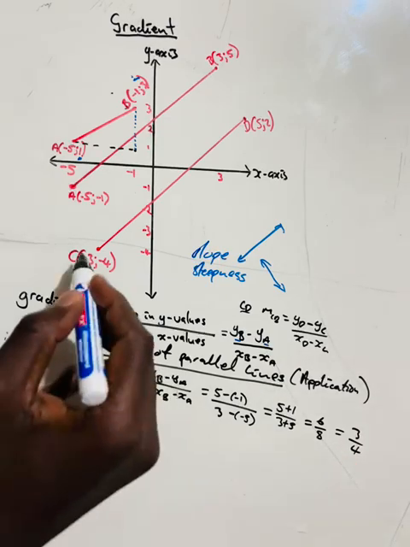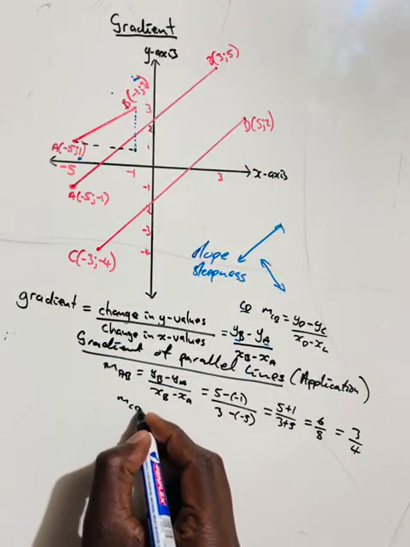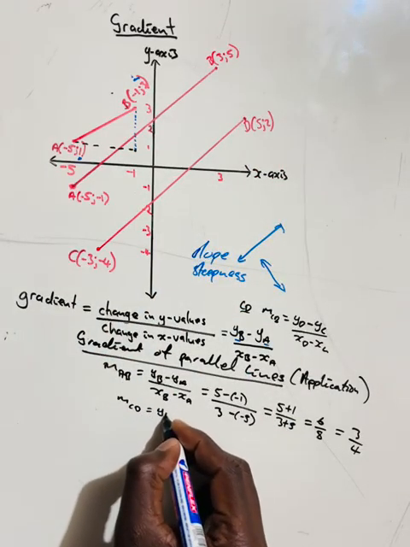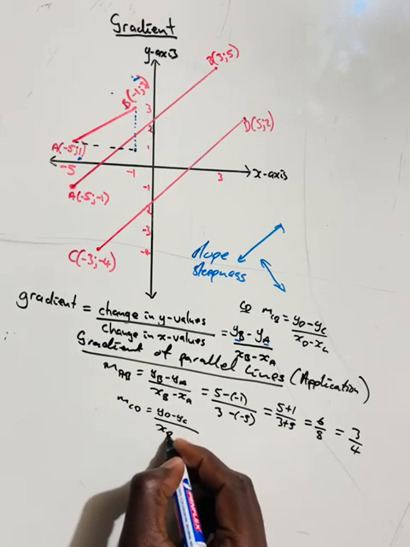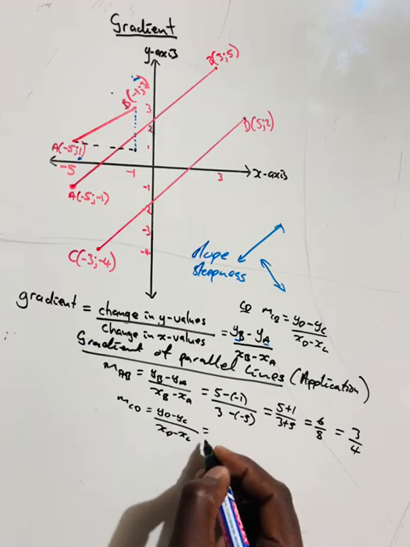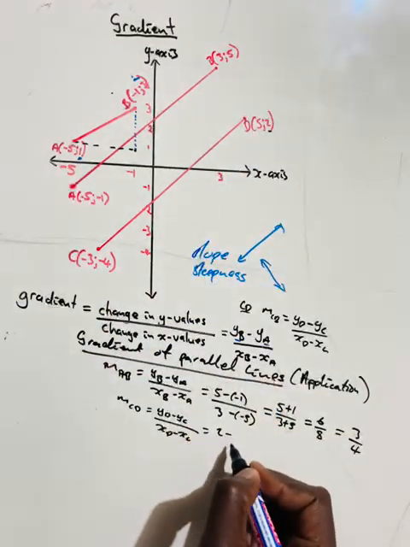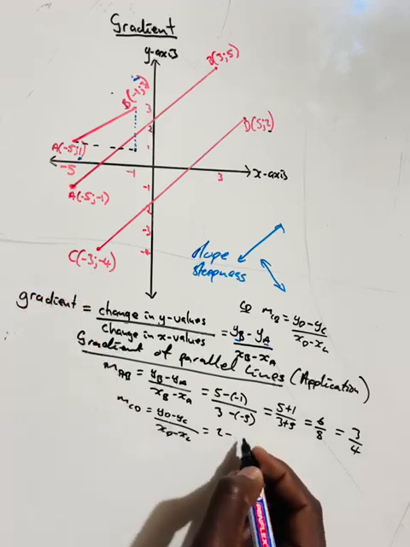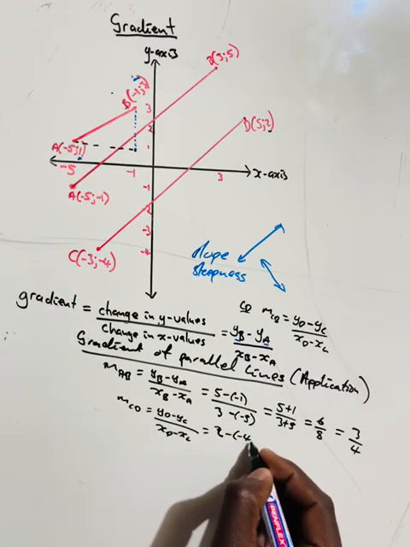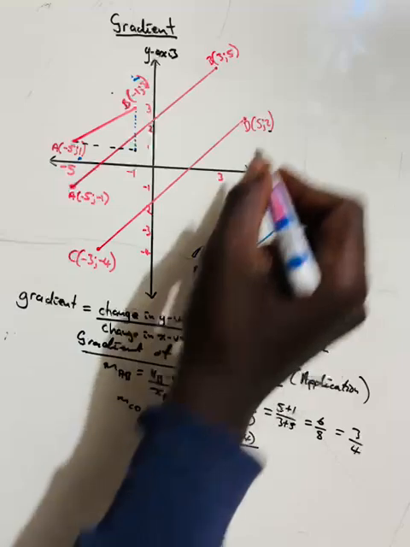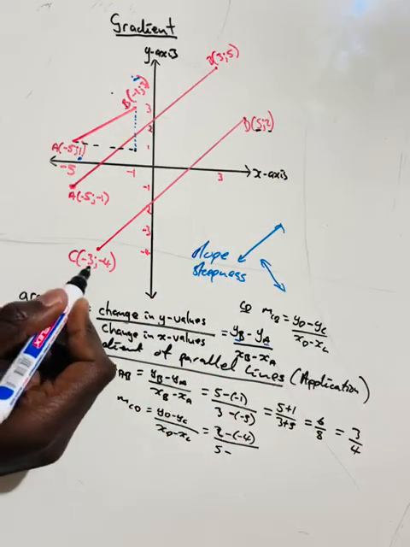We have found it. Now let's go to the gradient of line CD. We now say the gradient of line CD is equal to yD minus yC all over xD minus xC. Now, my y at point D is 2, so I write 2 minus my y at point C, which is negative 4, so I've got 2 minus open bracket negative 4, all over my x at point D, which is 5, so I say 5 minus my x at point C, which is negative 3.